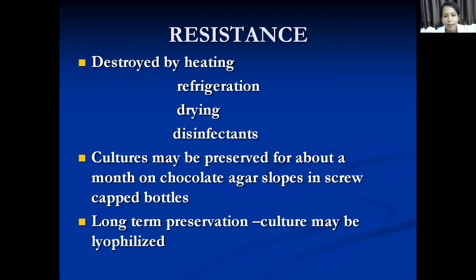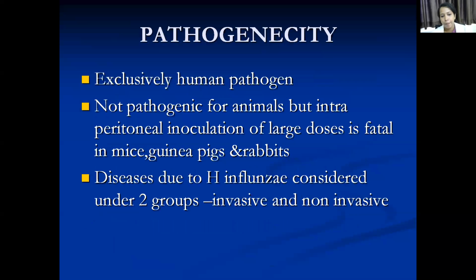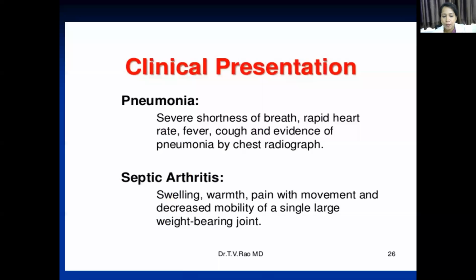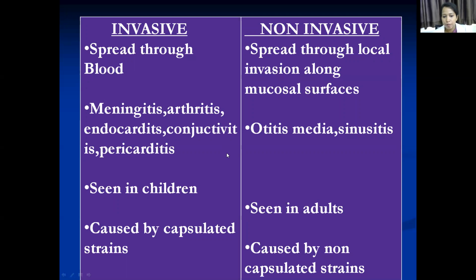So they are very delicate organisms. They have 3 major surface antigens: capsular polysaccharide, outer membrane protein, lipo-oligosaccharide. Pittman has classified according to this into 6 types: A, B, C, D, E, F, where type B is the more infectious type. So clinically, the diseases of Haemophilus influenzae are of 2 types: invasive and non-invasive.